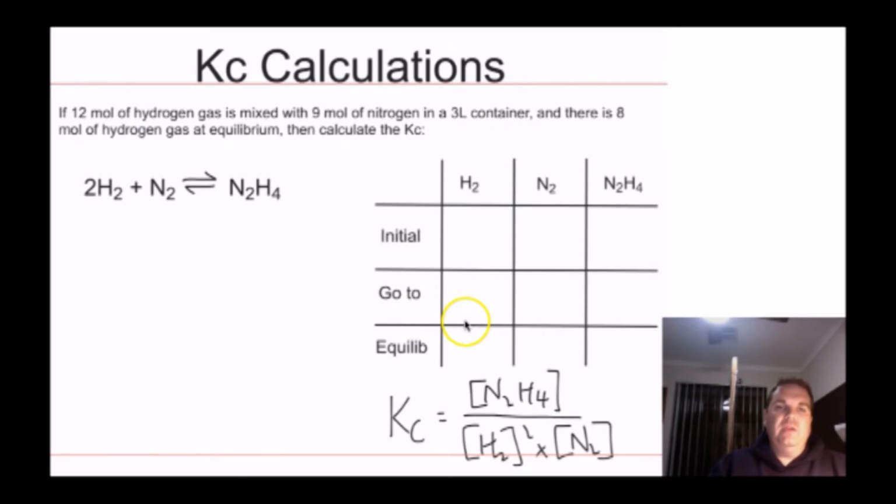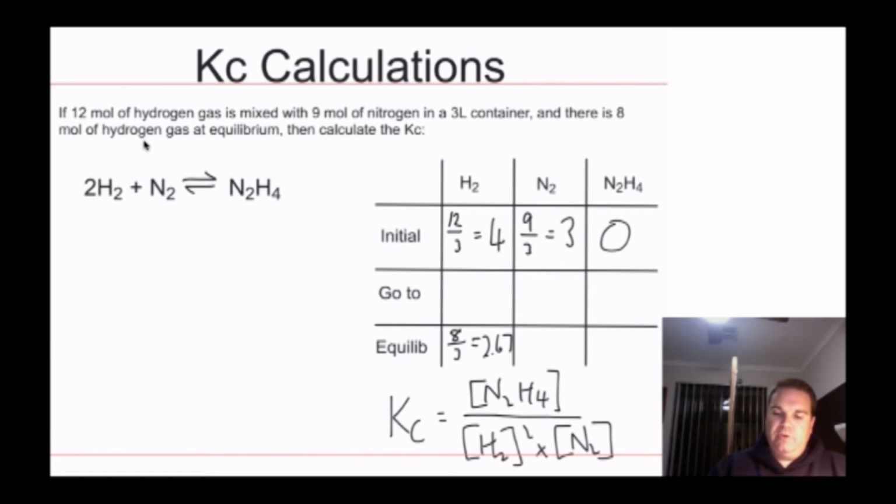Okay, so up here what we've got is 12 moles of hydrogen gas mixed with 9 moles of nitrogen in a 3 litre container. So for hydrogen over here we've got 12 moles in a 3 litre container, so that gives us a concentration of 4 moles per litre. Here we've got 9 moles of nitrogen in a 3 litre container, gives us 3 moles per litre. We started with 0 moles of our N2H4, and it says there is 8 moles of hydrogen gas at equilibrium. So at equilibrium we've got 8 over 3, so that's 2.67. Okay, 2.67 moles per litre at equilibrium.